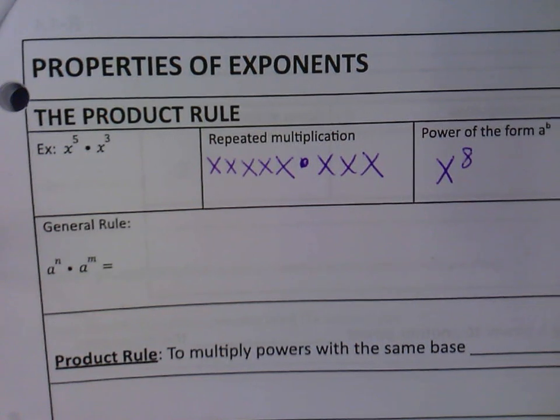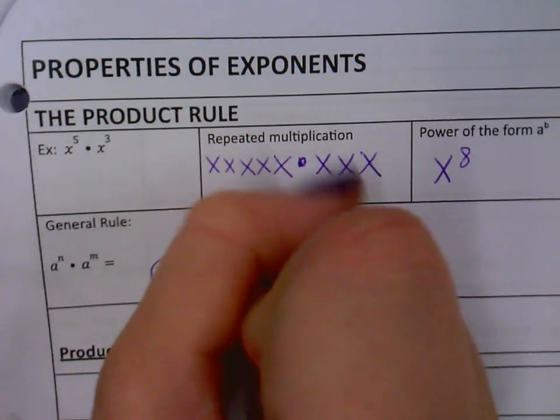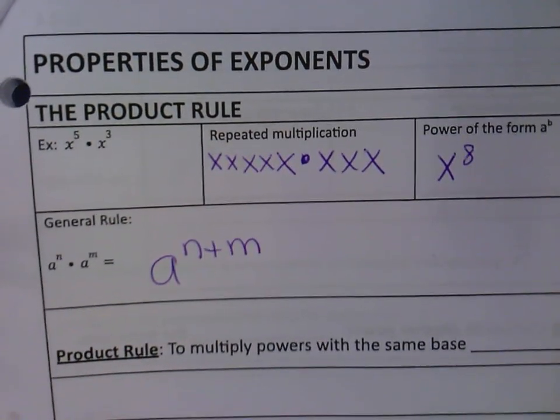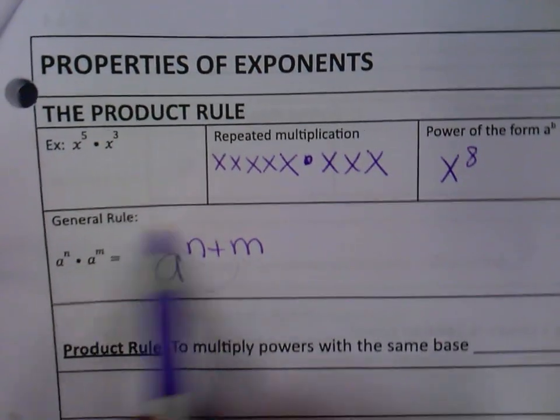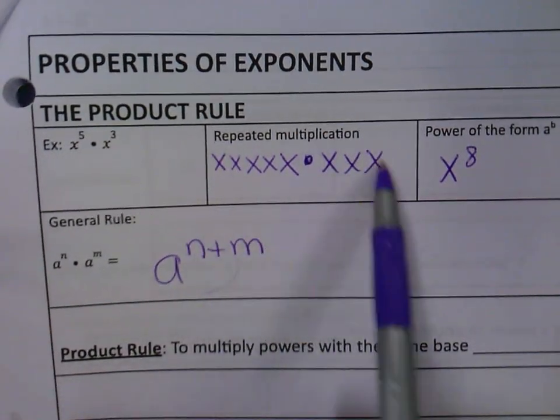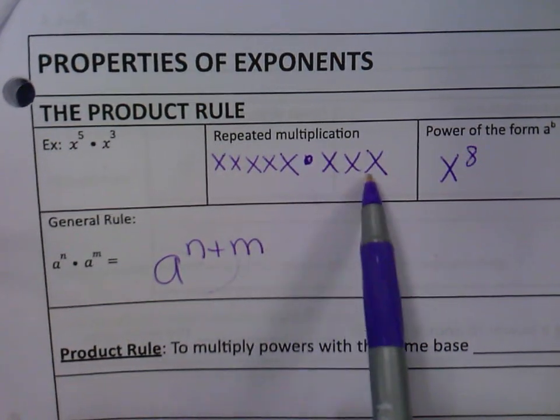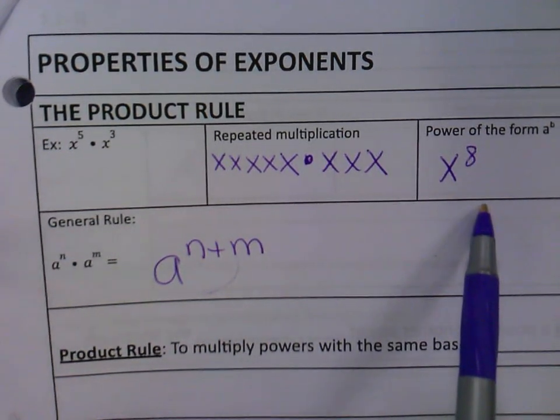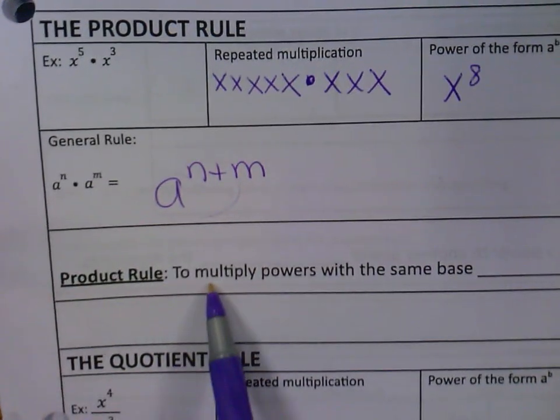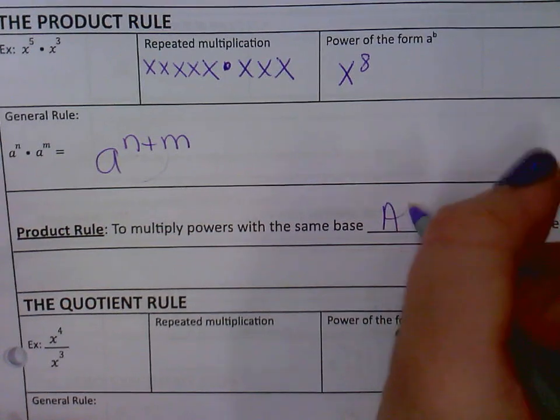What's my rule then? Shortcut rule. What did I do to the 5 and the 3? I added. So if you can memorize that you just add them together, that is the shortcut rule. But the base has to be the same, and then you add the exponents. If you can't remember that, this is a quick way to check the rule. x to the 5th times x cubed is x to the 8th. So it says the product rule is to multiply powers with the same base, you add the exponents.